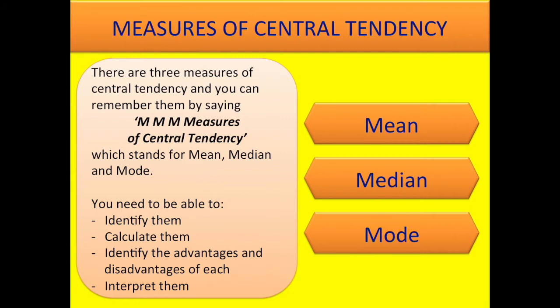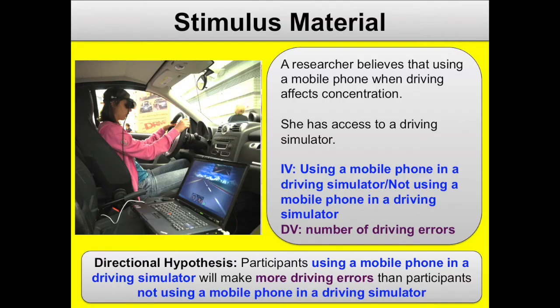And in the exam, you need to be able to identify them, calculate them, identify the advantages and disadvantages of each, and interpret them. So I'm going to give you a stimulus material so that we can create a fictional set of data, and then we can practice doing all those things. The stimulus material is an experiment, and a researcher believes that using a mobile phone when driving affects concentration. She has access to a driving simulator. The IV is using a mobile phone in a driving simulator or not using a mobile phone in a driving simulator, and the DV is the number of driving errors.